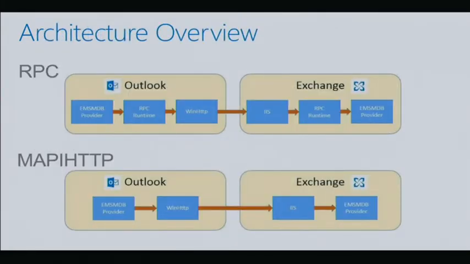So this is a brief overview of what the change is in RPC versus MAPI HTTP. Currently today in Outlook with RPC, we talk to the RPC runtime, which talks to WinHTTP, which then talks to Exchange. So we're getting rid of the dependency on the RPC runtime layer and instead directly talking to WinHTTP.